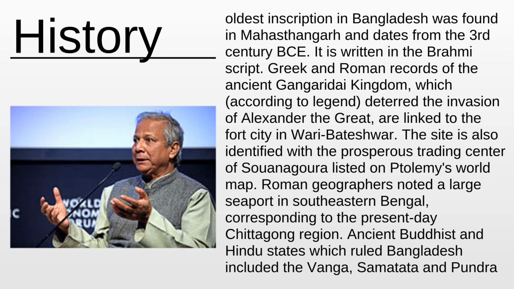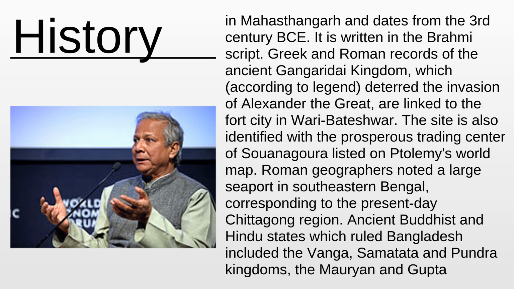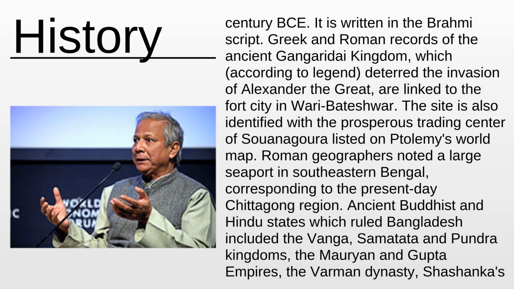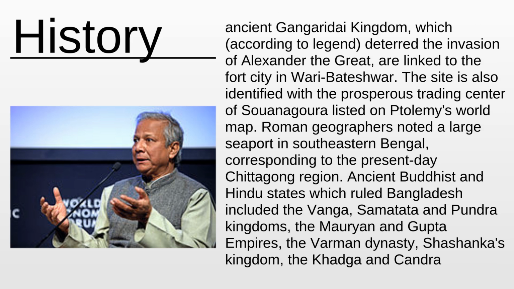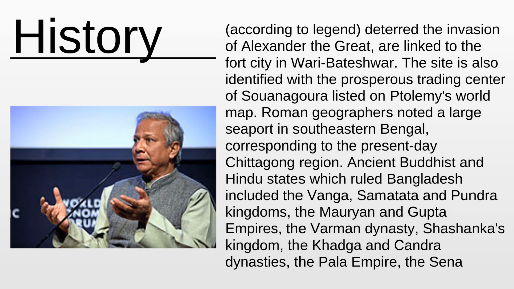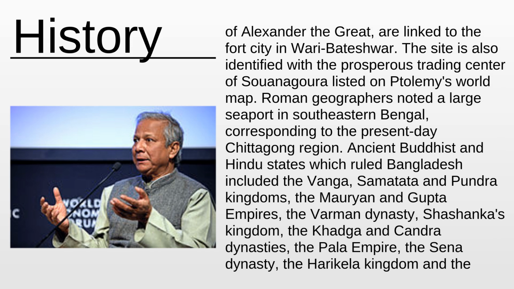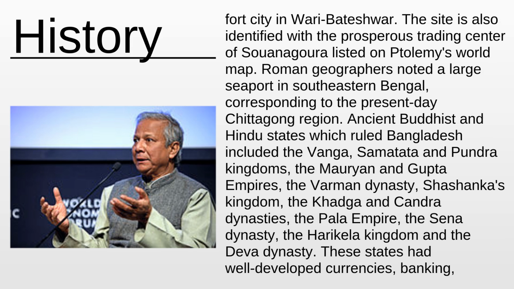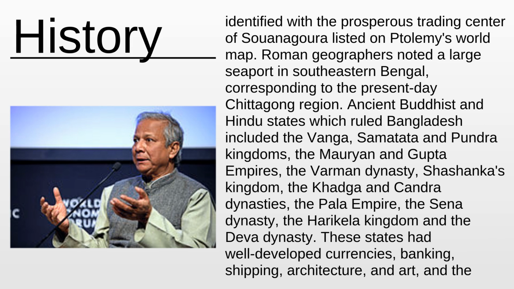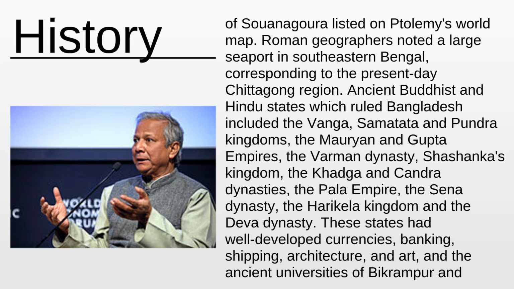Greek and Roman records of the ancient Gangaridai kingdom, which, according to legend, deterred the invasion of Alexander the Great, are linked to the fort city in Wari-Bateshwar. The site is also identified with the prosperous trading center of Sounagoura listed on Ptolemy's world map. Roman geographers noted a large seaport in southeastern Bengal, corresponding to the present-day Chittagong region.